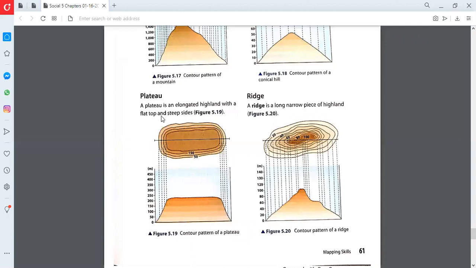A ridge sometimes has sharp slopes, sometimes less sharp slopes, sometimes a good walking place. But a hill always has less sharp sides. There is only one peak. In a ridge, there can be so many peaks, different heights, and different sloping sides. But in a hill, there is just a single peak, and we can easily walk on it.